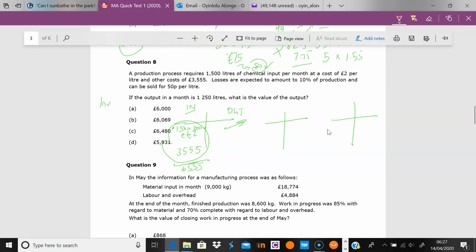And so they tell us that we expect to lose about 10% in terms of the units. That's just because, imagine it's evaporation. So you're not going to get 1,500 units come out.